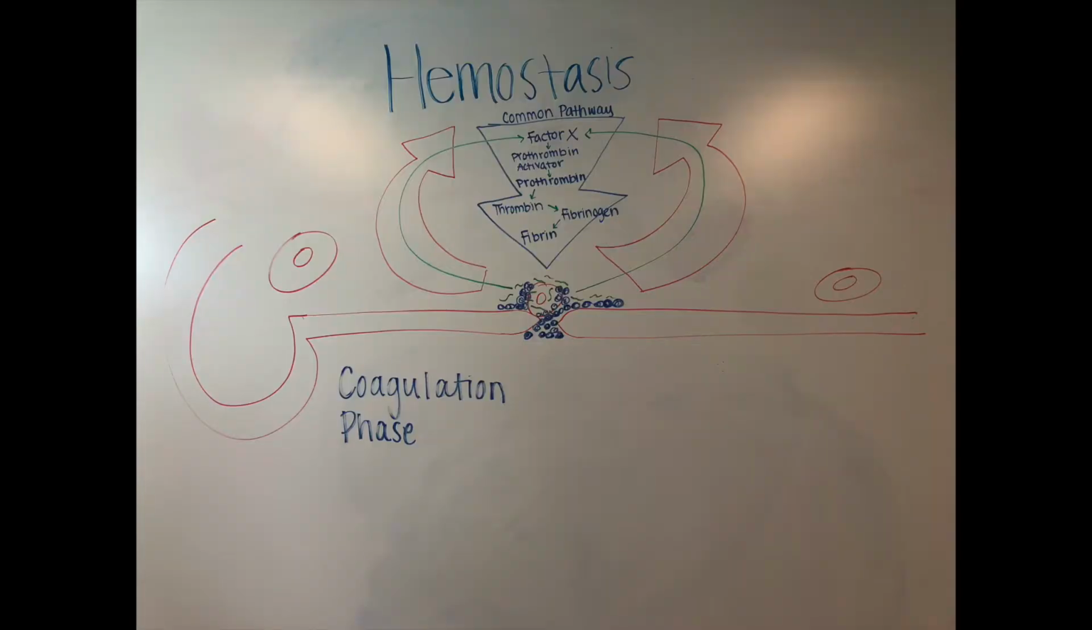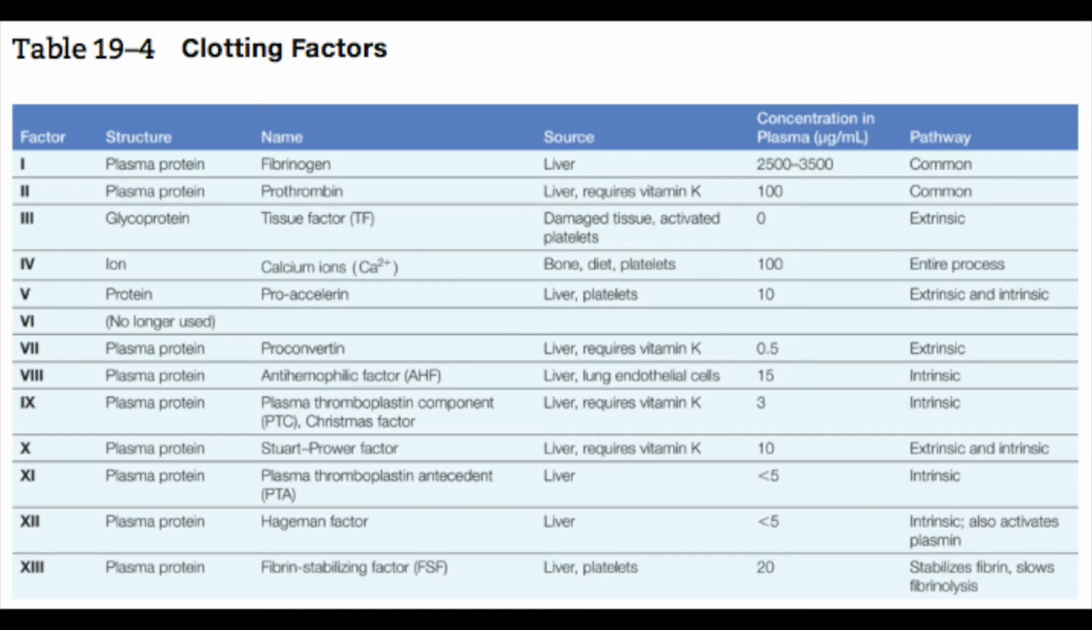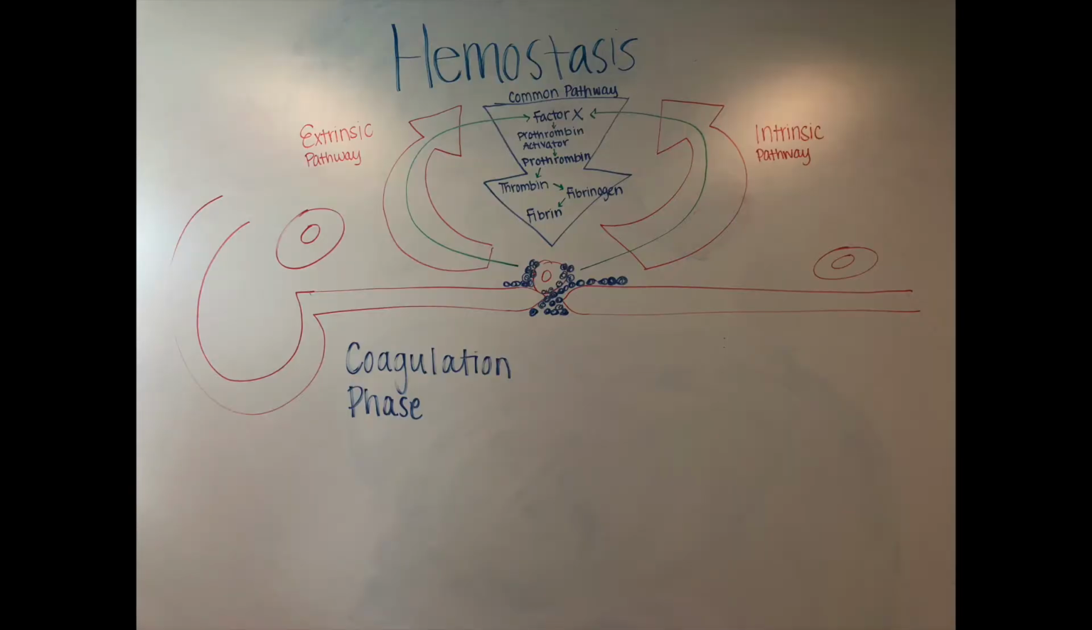The third phase of hemostasis is the coagulation phase. This is also known as the blood clotting phase. The clotting factors, or procoagulants, in the plasma are important to initiate normal blood clotting. Here is a chart that shows the many different clotting factors involved in the clotting process. The extrinsic, intrinsic, and common pathways are involved during the coagulation phase.